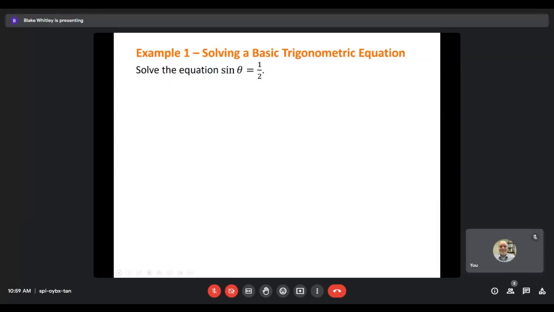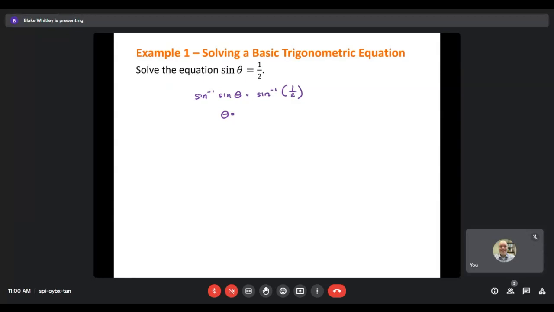All right, so our first equation, we want to solve the equation sine theta equals 1/2. In general, we know to get rid of a sine, we're going to use its inverse. So we're going to take the inverse sine of both sides of this equation. Inverse sine of sine theta is equal to inverse sine of 1/2. Remember, the inverse sine and the sine should cancel each other out. That leaves us with our theta. And now we just need to think about what is the inverse sine of 1/2.